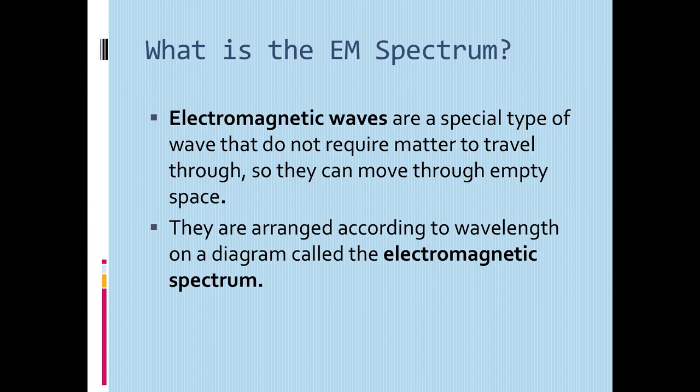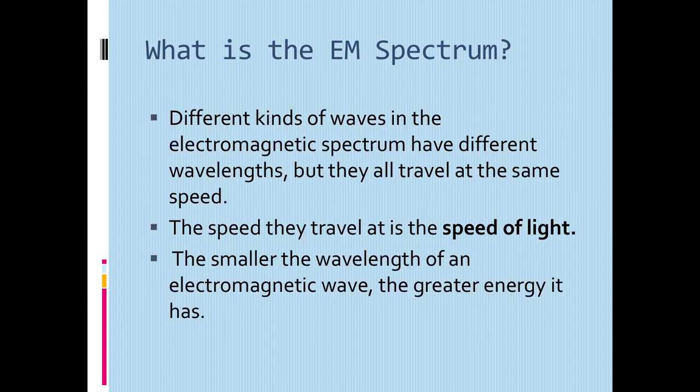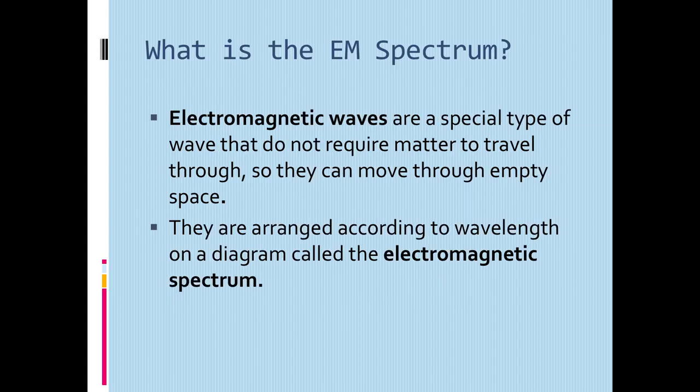Fun fact stuff. Different kinds of waves in the EM spectrum have different wavelengths, but they all travel at the same speed, the speed of light. They all do. The smaller the wavelength of an EM wave, the greater energy it has, like I talked about with the gamma rays.